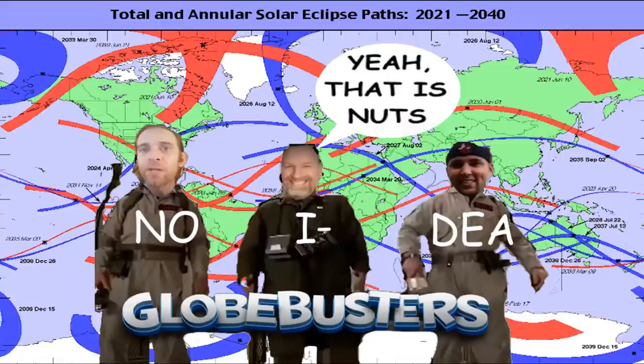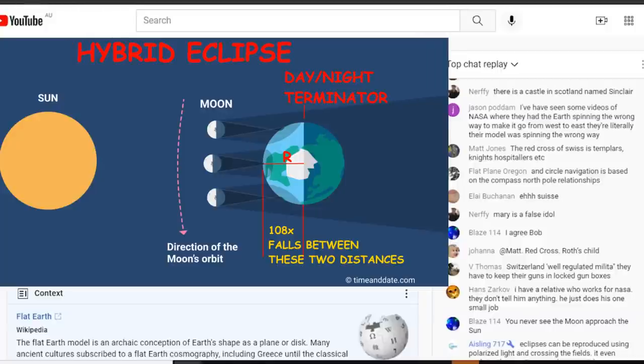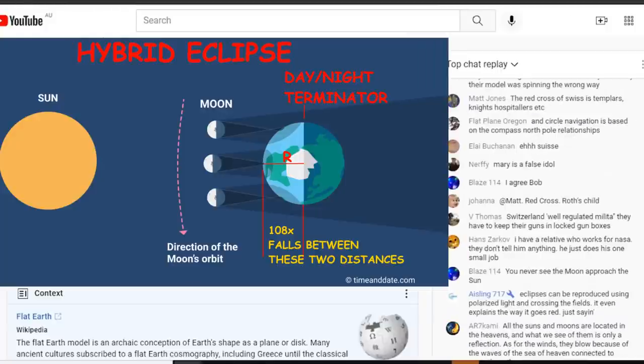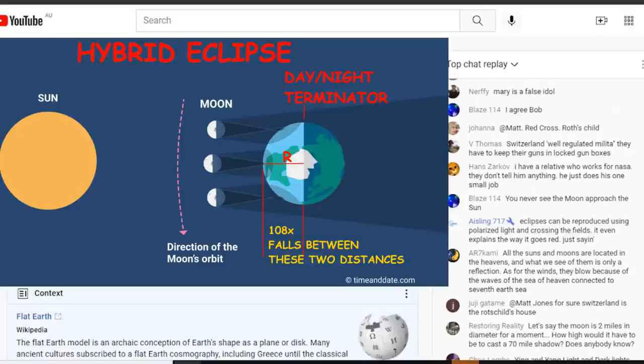Yeah, that is nuts. So, well, they've been predicted by observation, right? I mean, that's how they're always predicted. And if you apply the same sort of, it's like a stylus, right? You have the alignment between the sun, Earth, and moon. For the lunar eclipses, you run into similar problems.